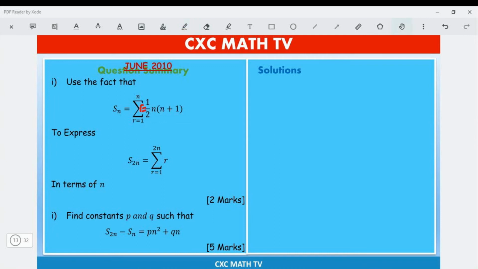And I want you to pause the video and attempt this question. It says, use the fact that Sn, which is the sum from 1 to n of r, is equal to a half n times n plus 1. I know this is a little scribbly, but all that is saying is that the sum, let's write it down. It's saying that Sn is the sum from 1 to n of r. It is a half n times n plus 1. Use that to find S2n and then find the constants P and Q. So pause the video and attempt this question.